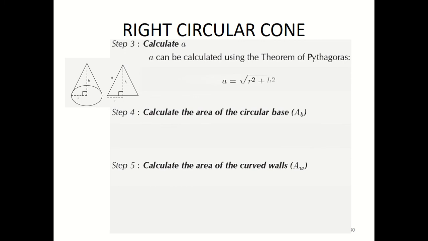Now this is what we have. I'm going to show you guys how to calculate a. Now this is the value of a. When I use the theorem of Pythagoras, I'm going to say a squared is equal to r squared plus h squared.